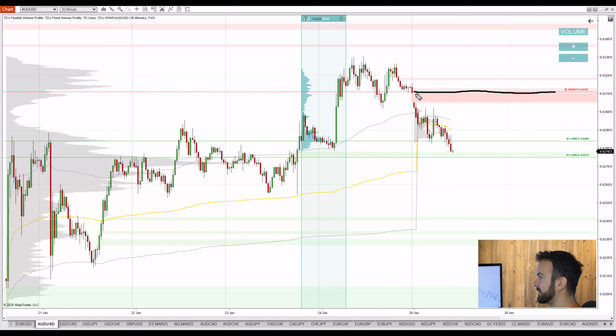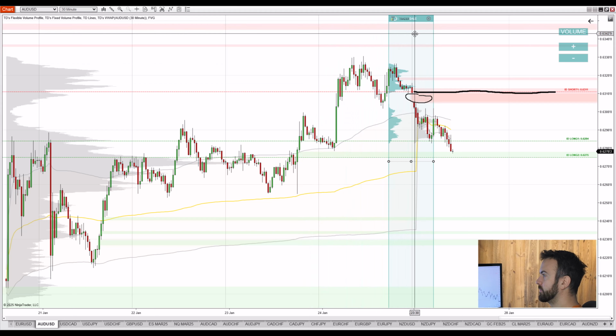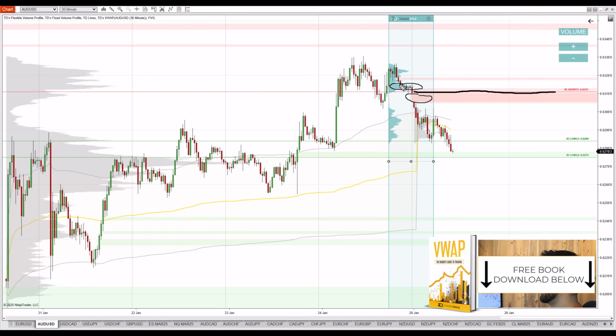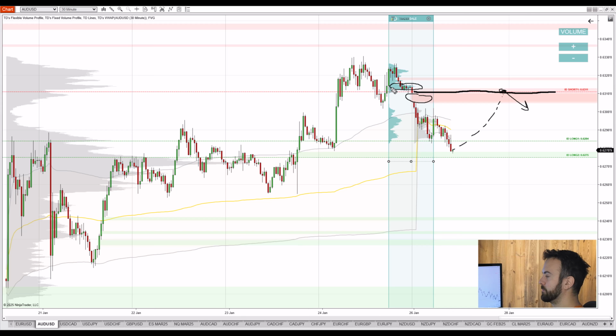Because there was an opening gap, and behind that opening gap there's a heavy volume zone, right? So if there is a pullback, then chances are that there'll be a reaction to this heavy volume zone, right? The same scenario as on the ES, the same logic.